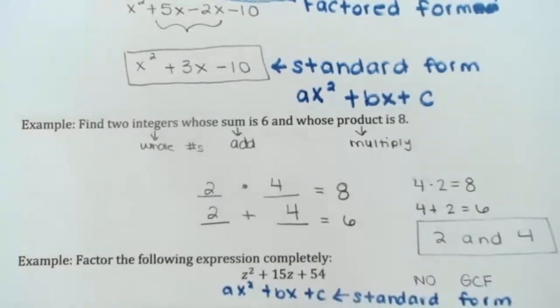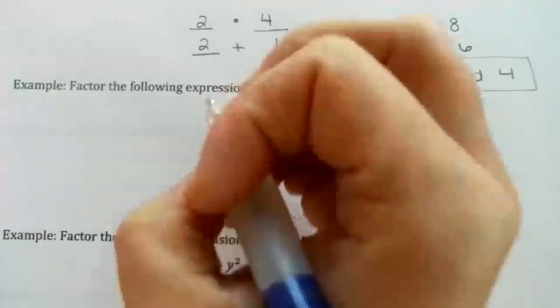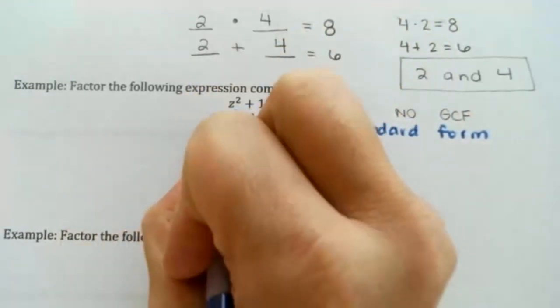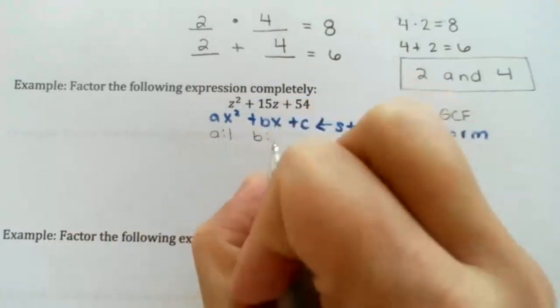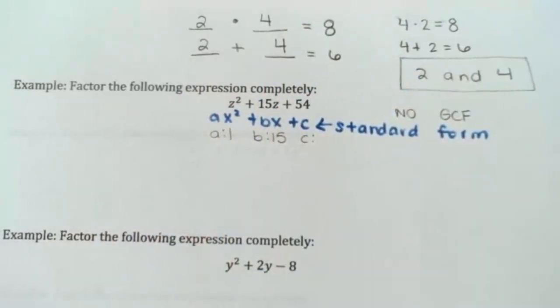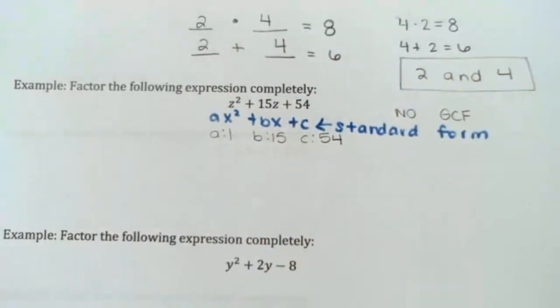Now, a, b, and c are just numbers. I know in our standard form I wrote x, and in this example we have z's, but same concept. We're just using this to show us that our a value, our number in front of z squared, is positive 1. Our b value, which is the number in front of z, is positive 15. And our c value, our constant out back, constant means there's no variables, is positive 54. So we're going to use this template every single time and just fill in a new value for a, b, and c based off of the problem.